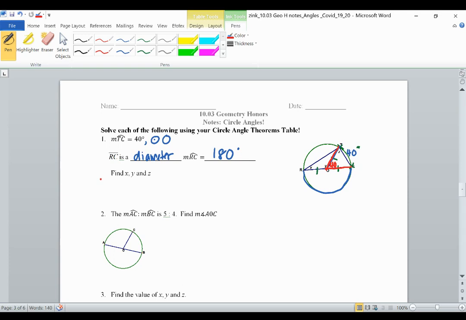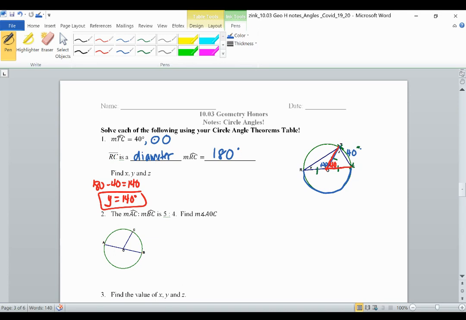Okay, well, if that's 40 degrees, then to find Y, those form a straight line. They're a linear pair. I can do 180 minus 40 gives me 140, which means Y is equal to 140 degrees.